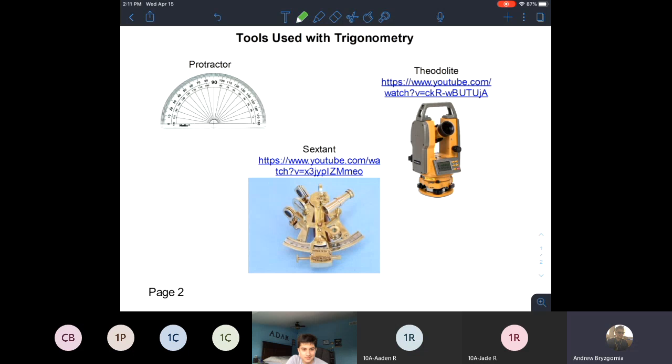And then the one over here on the right, it's supposed to be on a tripod. And it's called, I'm going to try to pronounce it correctly, a theodolite, I think is how you say it. So it normally goes onto a tripod, and that's used as well.